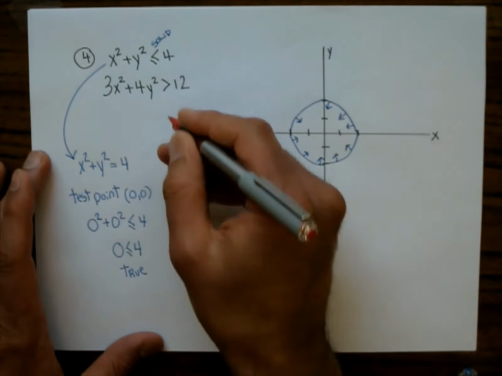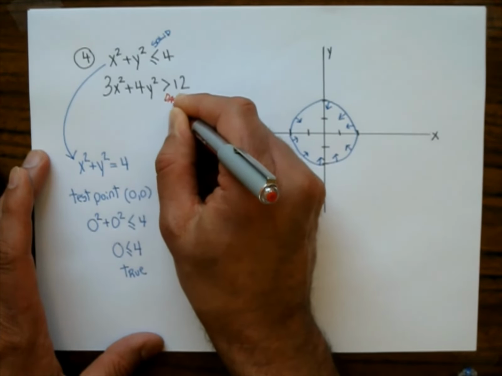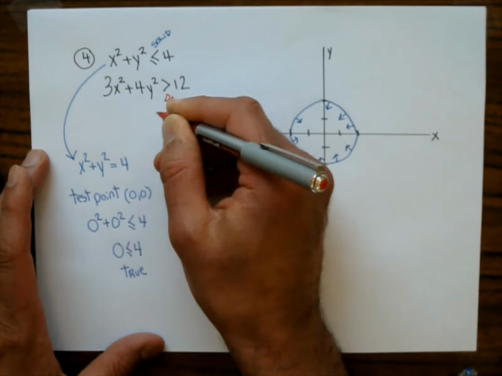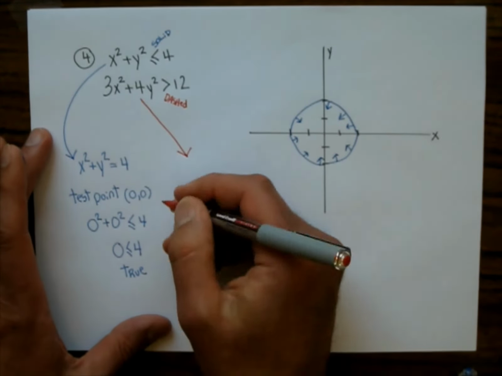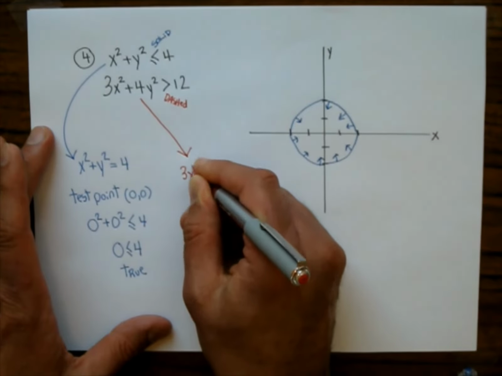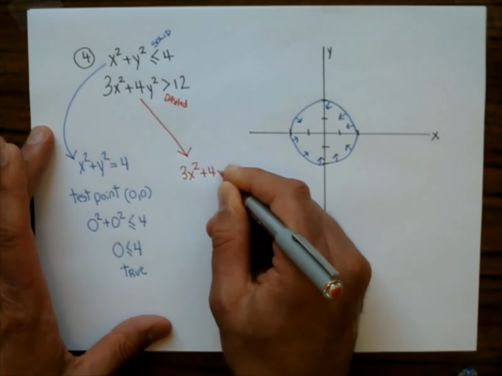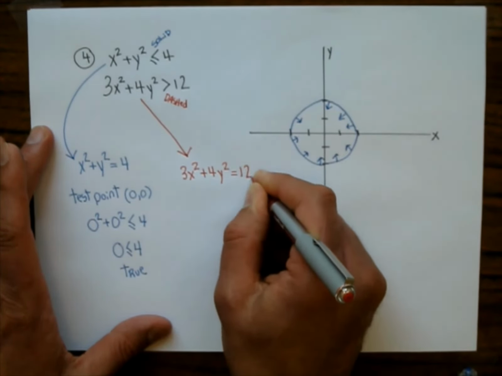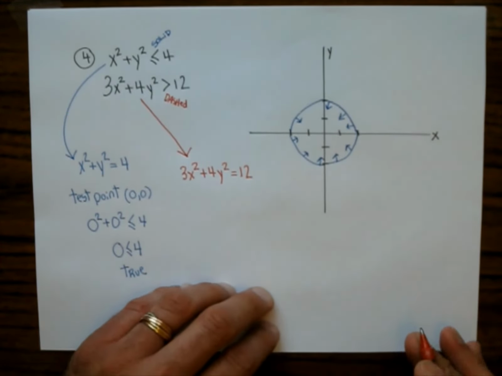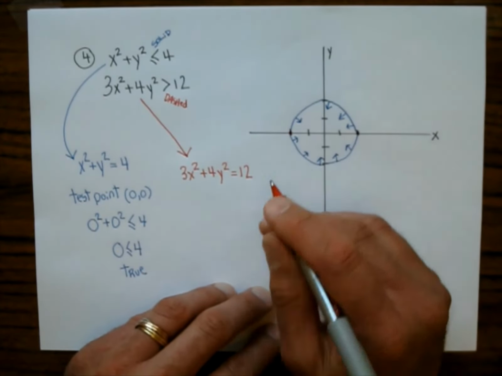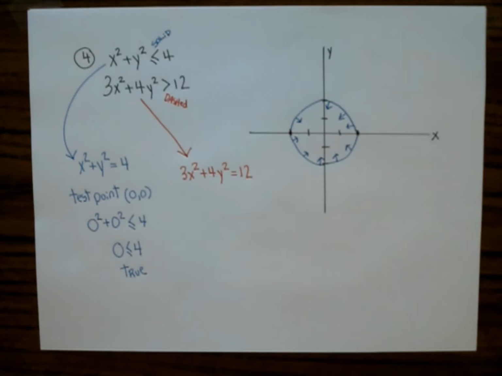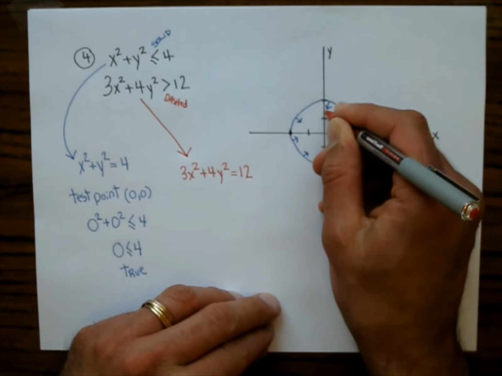Okay, so maybe I'll make this one in red. This would be a dashed graph. And so, let's go do the dashed graph. So we have 3x squared plus 4y squared equals 12. Now we've already found the intercepts earlier, and we found that the x-intercepts were 2, -2, and the y-intercepts, I don't know where I drew this anymore, there was plus or minus √3.